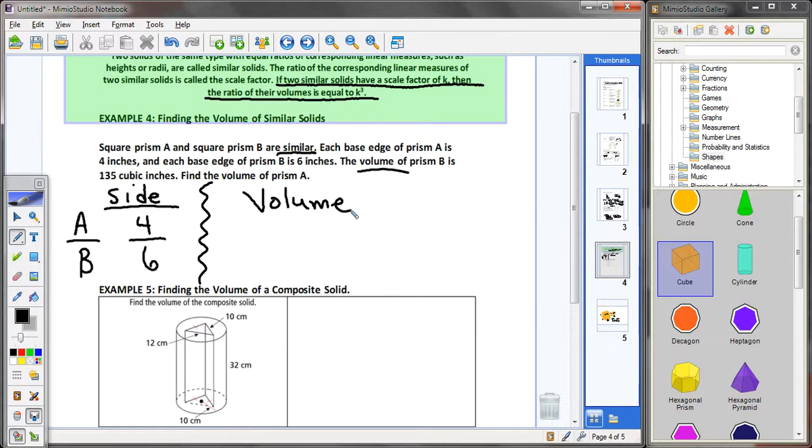A side is like one length used. But a volume uses how many lengths to determine volume? 3. So what are you going to have to do to your side ratio right here to get a volume ratio of A to B?